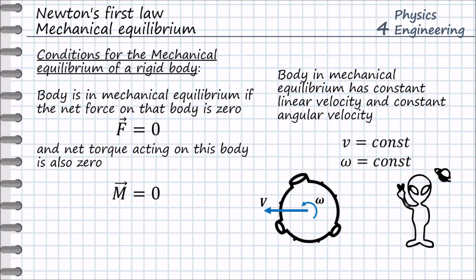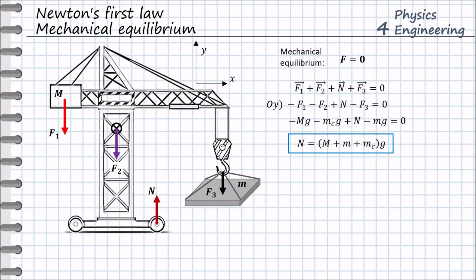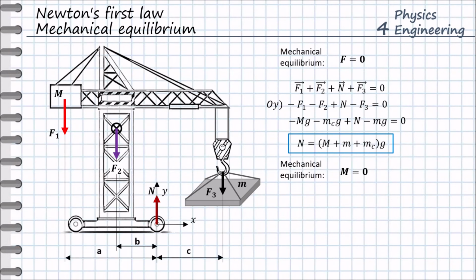Let us now come back to our problem with the crane. We have already used the first condition for mechanical equilibrium, F equal to 0. Let us now use the second condition, M equal to 0. The resulting torque acting on the crane is equal to 0. We move our coordinate system to the front chassis and write all the torques acting on the crane around this point. We need of course the lever arms of each torque acting on the crane. Suppose this is given. Considering that the torques acting in the clockwise direction are positive and in the counterclockwise direction are negative, we come to the following equations.